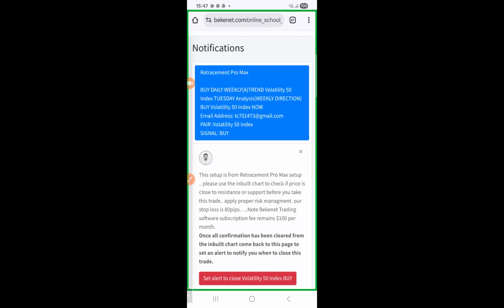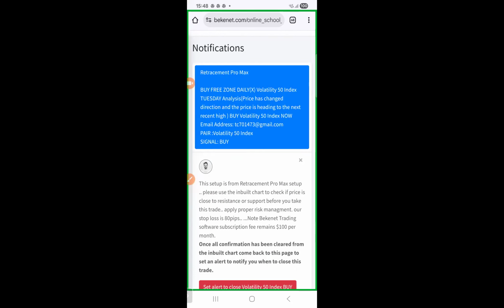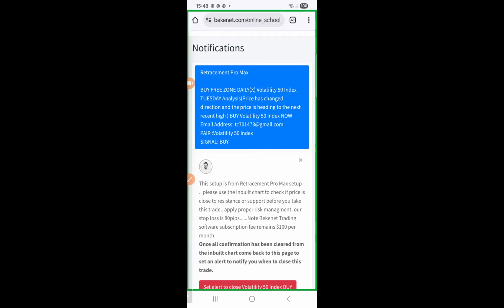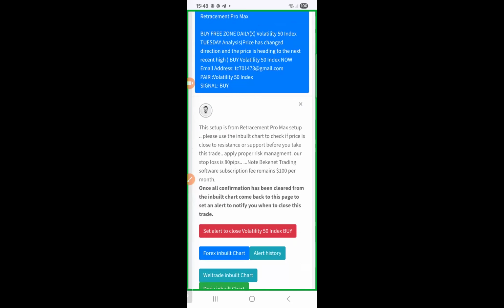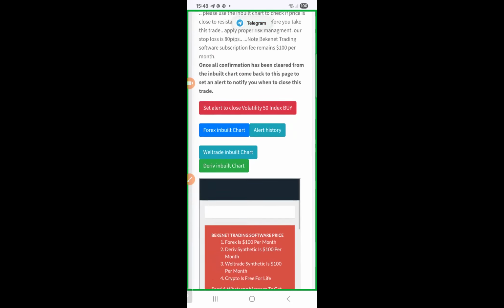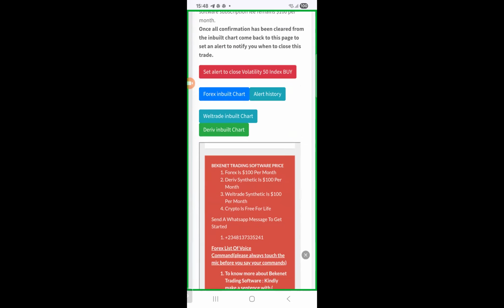Unfortunately, this is synthetic Deriv. I want to go for Forex first, if you can see Forex. But if you cannot see Forex, I'm sorry, I have to take the one I see. Okay? Now, this is a buy signal for Volatility 50. So when I see Forex, I'm going to take the Forex first. So let's just go. The first thing I would do, if it's for Forex, I will come here.